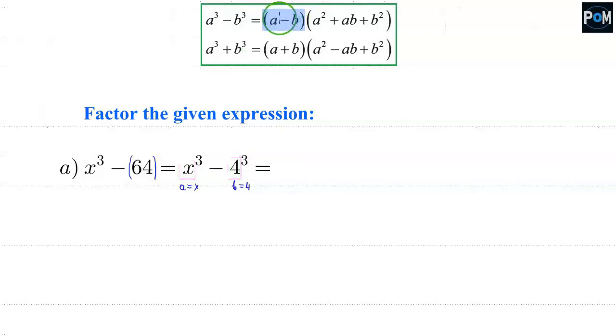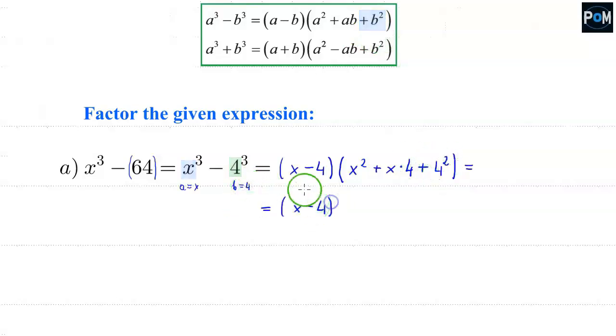According to the formula, after the equal sign, we put parentheses. Inside these parentheses, it should be a minus b, which in our case is going to be x minus 4. This is a minus b, and in the second bracket, we put a squared, which is x squared. Then add ab, which is a times b, so x times 4. This is a, this is b, and plus b squared, which is 4 squared.